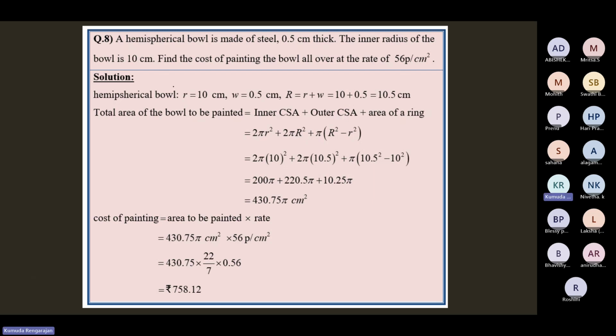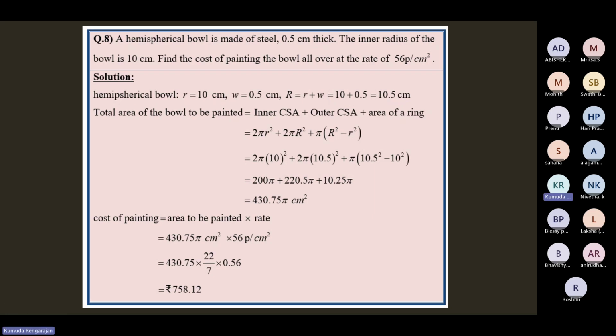Now we have been given the internal radius, 10 centimeters. Thickness is 0.5. So the capital R will be small r plus W, inner radius plus the thickness. Inner radius 10 plus the thickness 0.5, 10.5 is the outer radius.